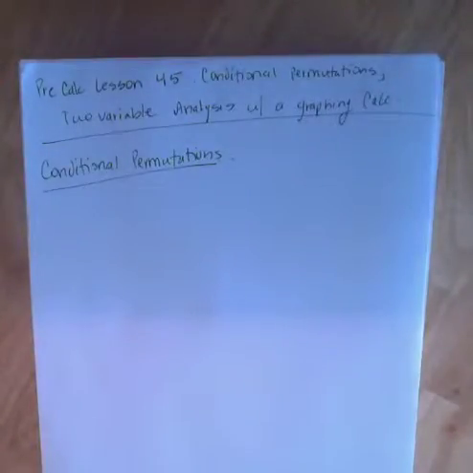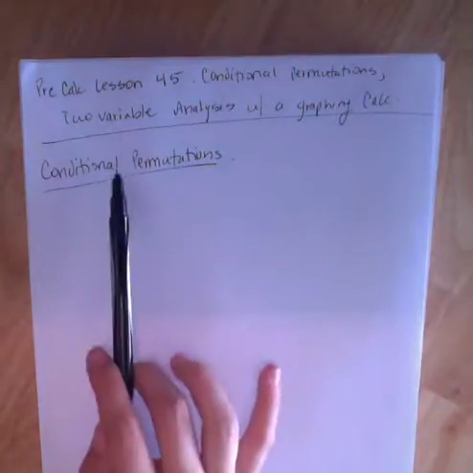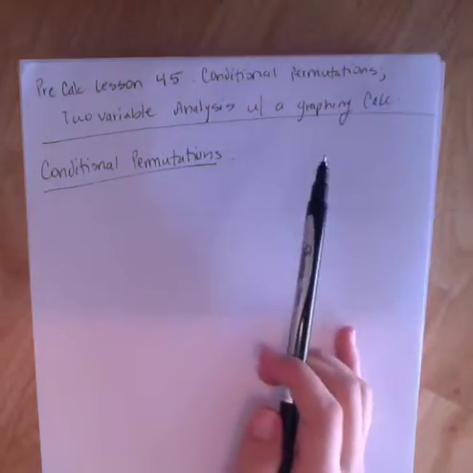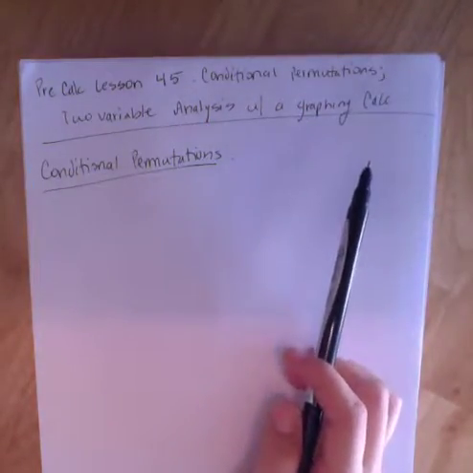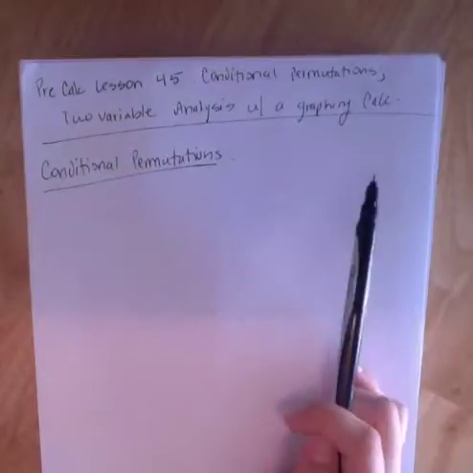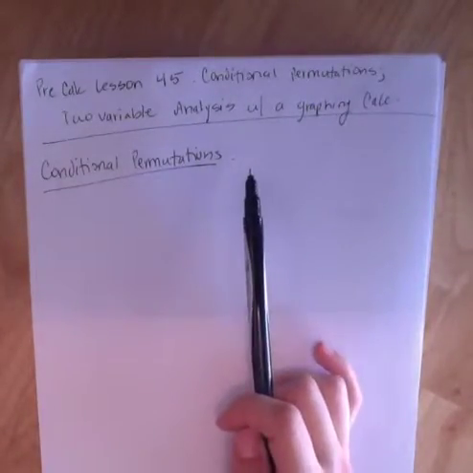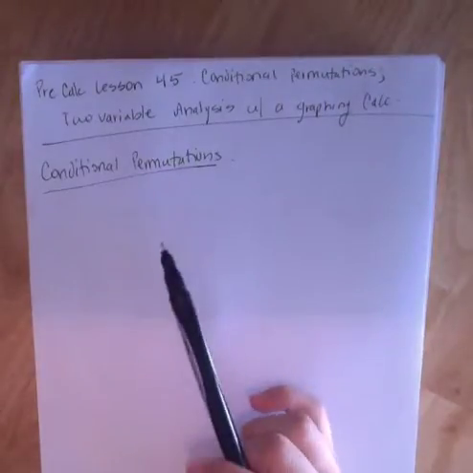Hello everyone. Today we are going to do Pre-Calc Lesson 45, Conditional Permutations and Two Variable Analysis with a Graphing Calculator. This is when it becomes extremely important that you have a graphing calculator and you know how to use it. I am going to demonstrate with a TI-83 today. I will give out a handout that will help you if you have a different calculator.